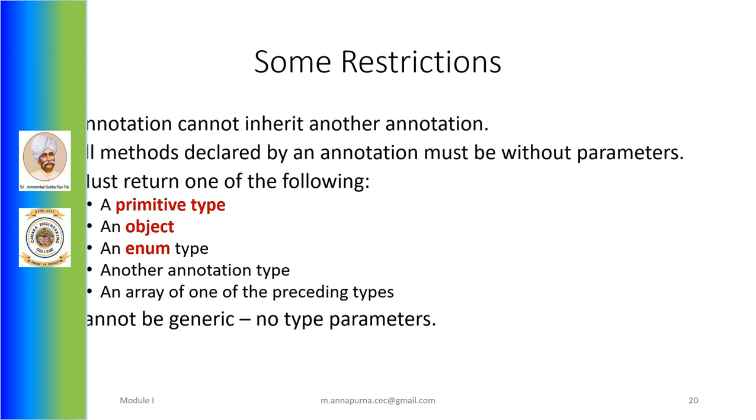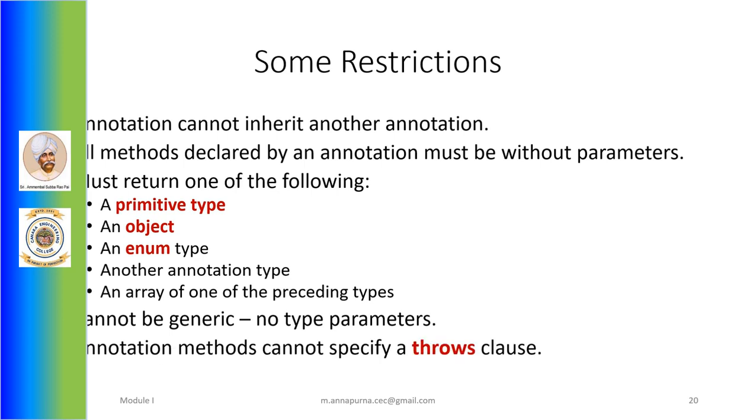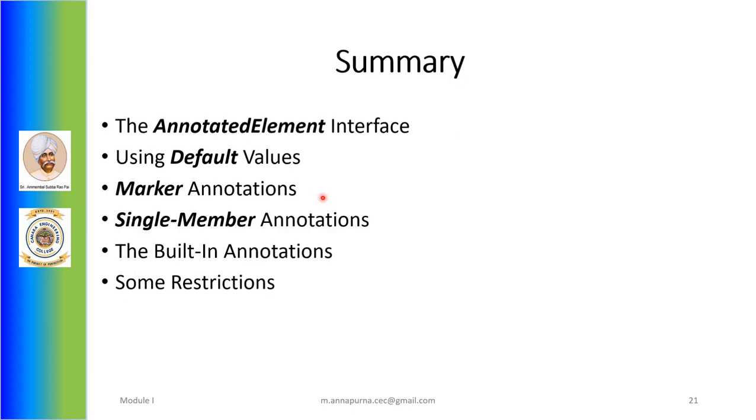Annotations cannot be generic. In other words, they cannot take type parameters. Finally, annotation methods cannot specify a throws clause. These are some of the restrictions that apply to annotation declarations.